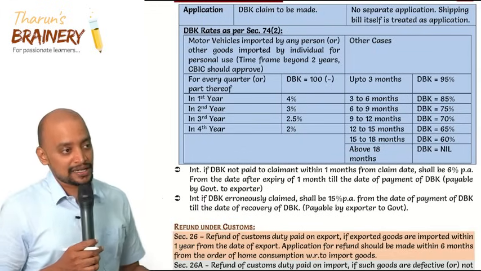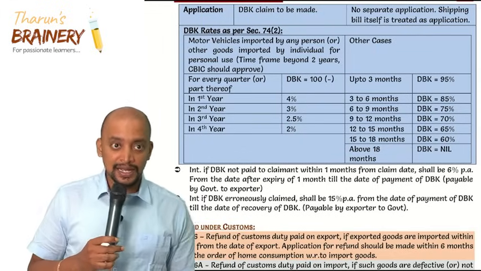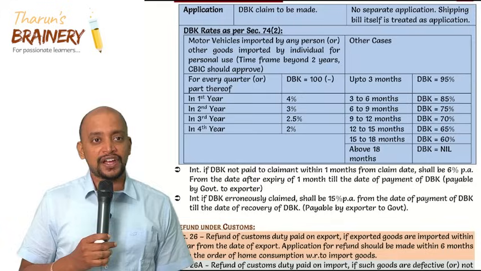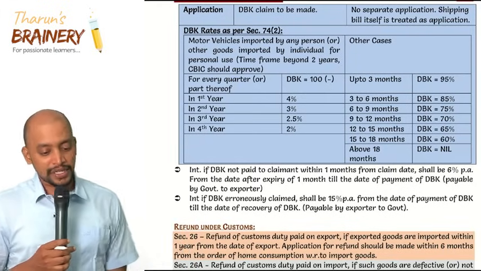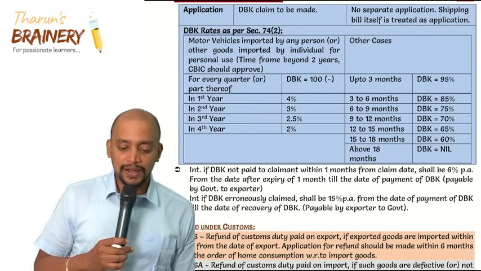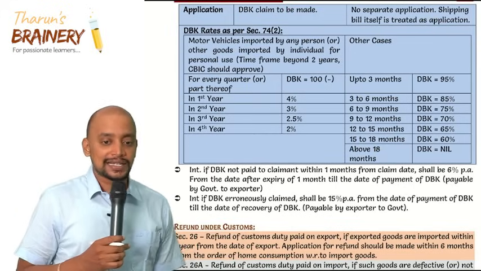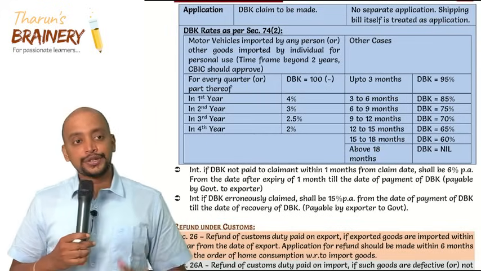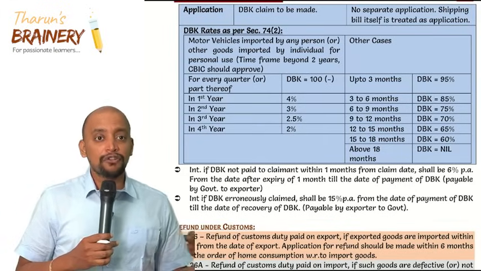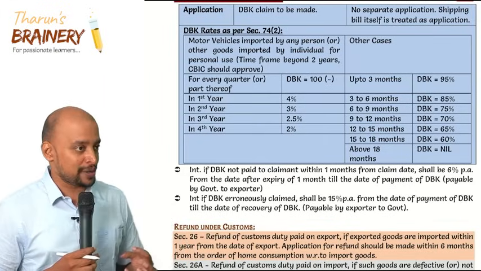First year 16%, second year 12%, third year it will be 2.5 into 4, 10%, and then it will be 8%. So count 16 plus 12 plus 10 plus 8. How much? 46% will be reduced. So remaining 54% we will get as duty drawback.